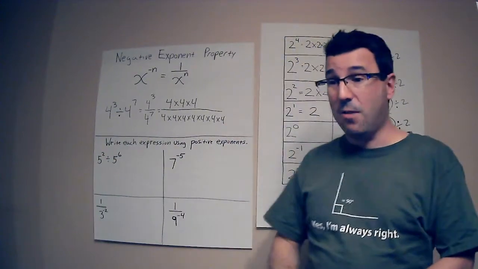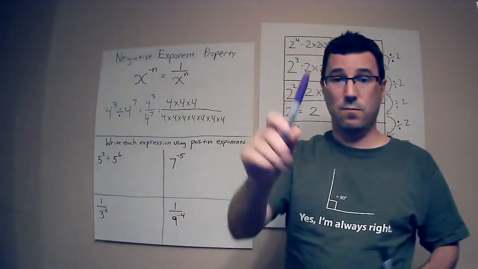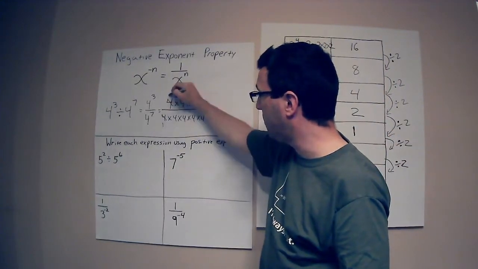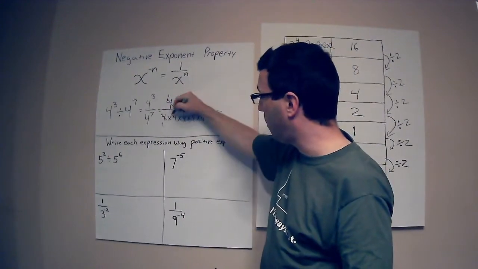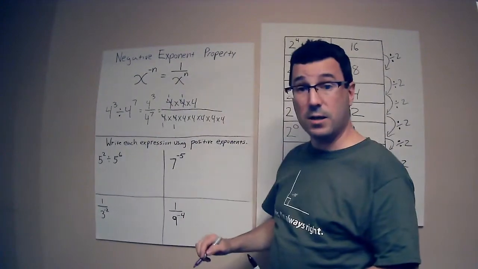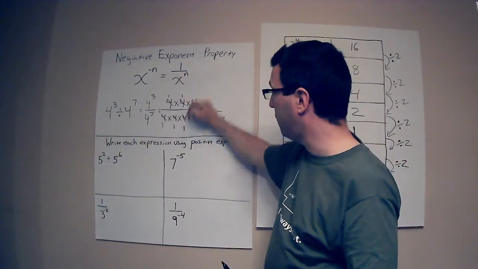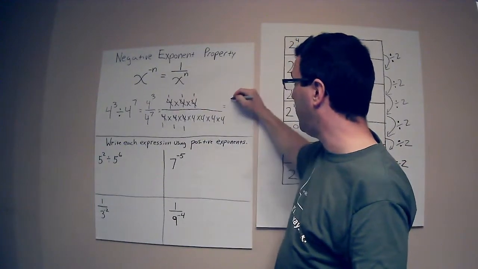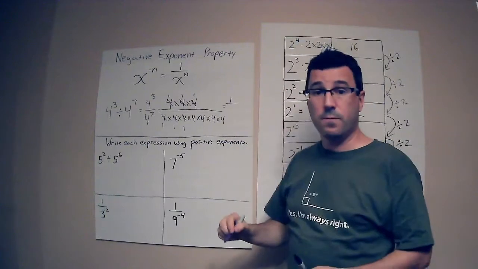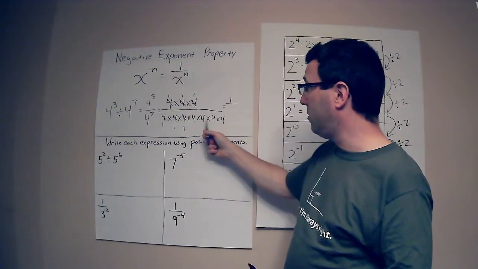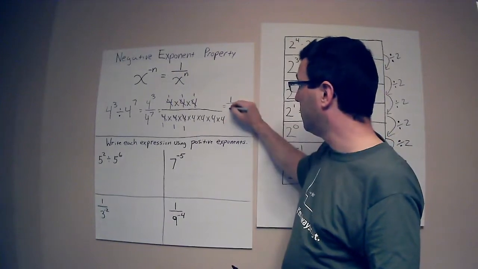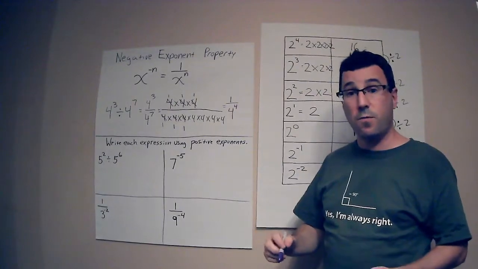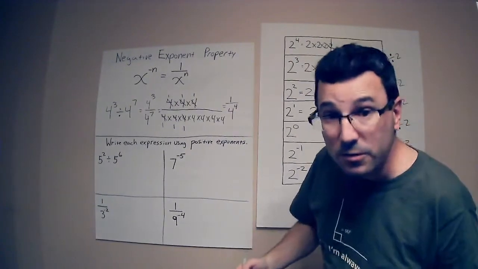I can do the canceling out thing again. So I have this 4 and this 4. Those cancel out to 1s. I have this 4 and this 4. Those cancel out to 1s. This 4 and this 4 cancel out to 1s. I have no more 4s across the top. So when I multiply that, I get a 1. Along the bottom, I still have four 4s. So I can rewrite that with the exponent as 1 over 4 to the 4th. So that's my positive version.